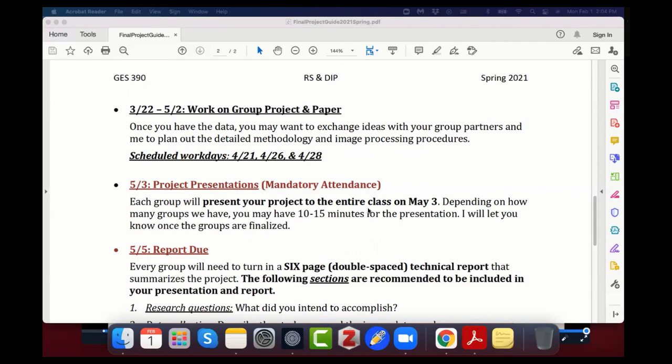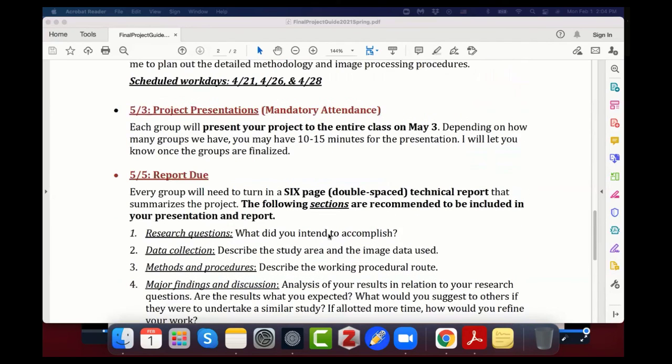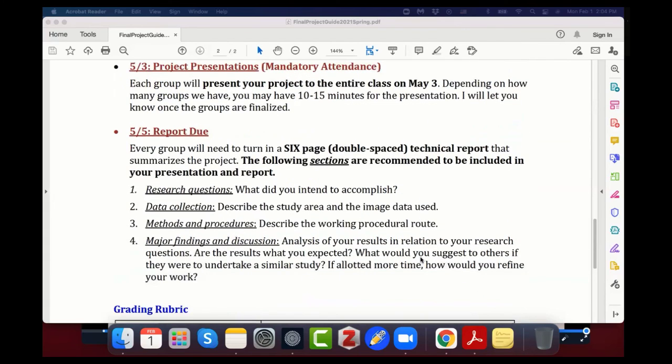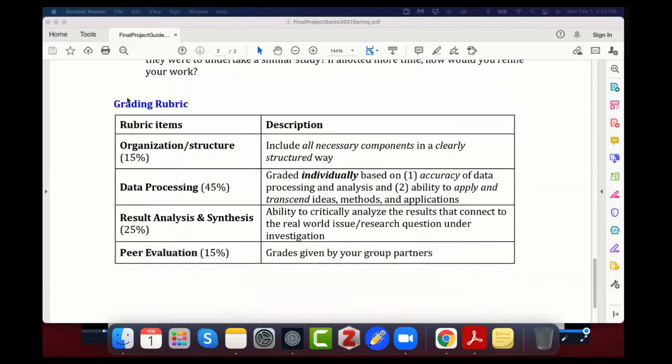But for now, let's just focus on selecting a topic and then figure out whether you will go solo or you want to work with someone else. And the report is due 2 days after the presentation, just so that you get some time to finalize, tweak a little bit, or just wrap things up. For general sections, I'm recommending what to include in your report. And finally, the table is the grading rubric.